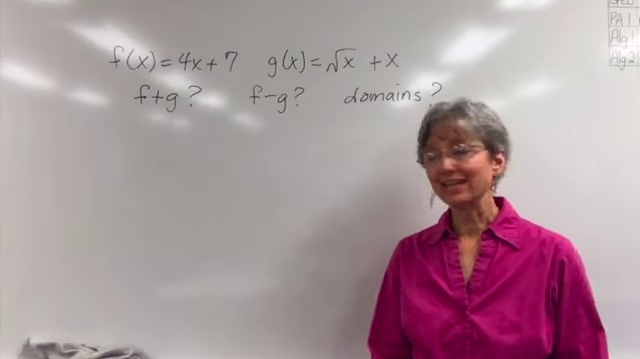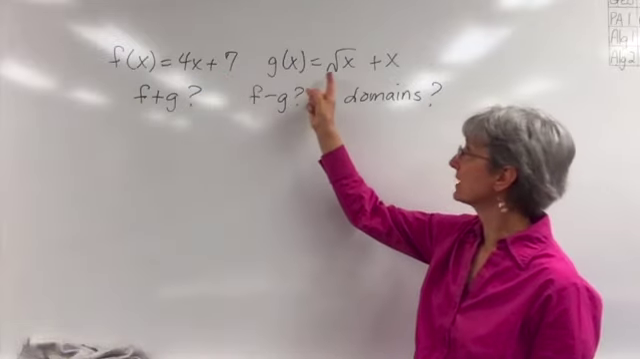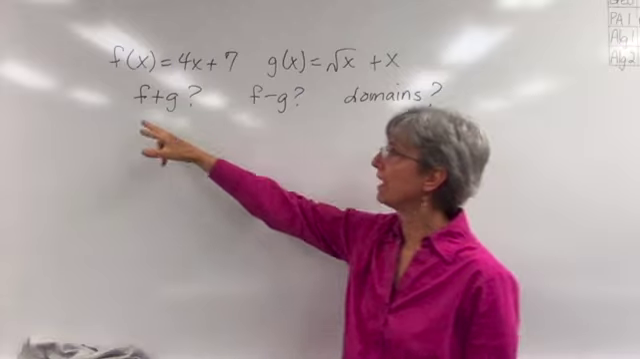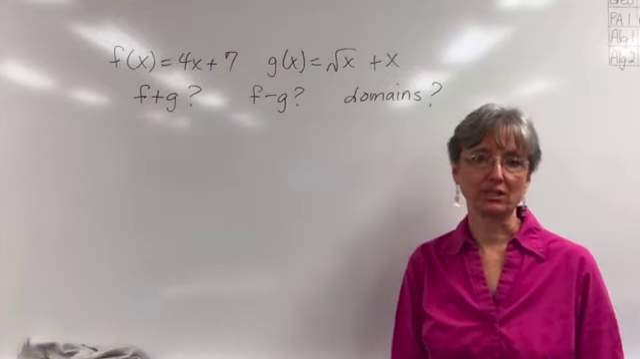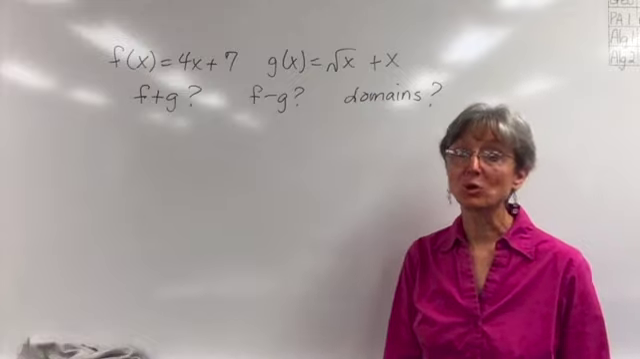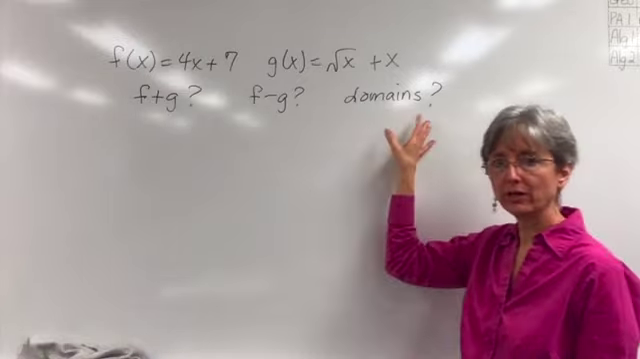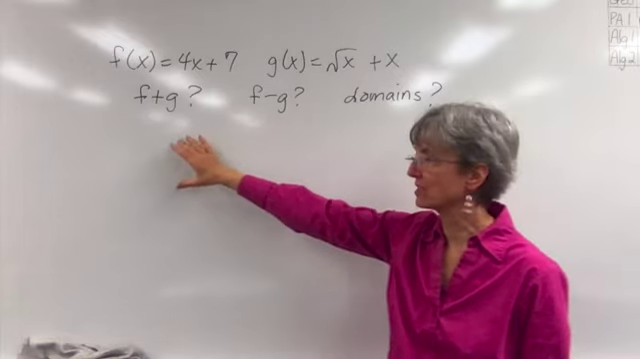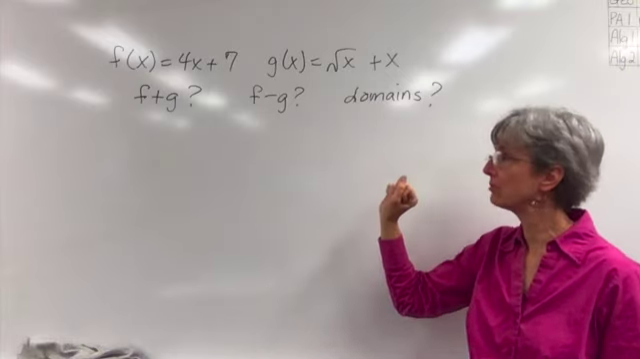So let's say f of x is 4x plus 7, and g of x is the square root of x plus x. What would be f plus g, and what would be f minus g? And what would be the domains of both? So really perk up when we start talking about domains. First, let's find the answers to these, and then I'm going to discuss the domains aspect, because that's pretty important.